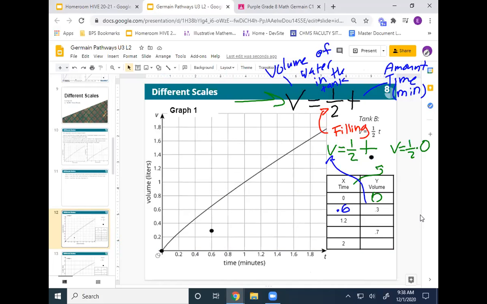Awesome job. So now when the time is 1.2, we need to figure out what's half of 1.2, guys.